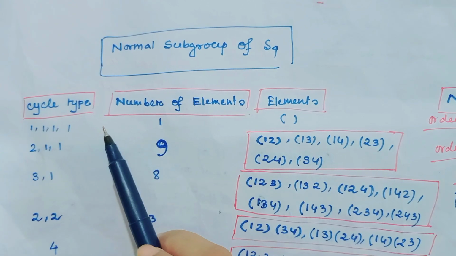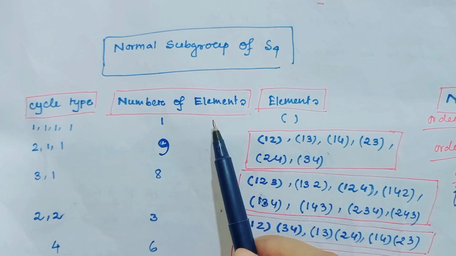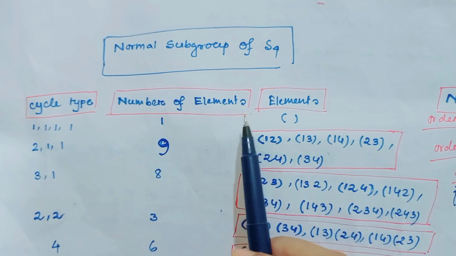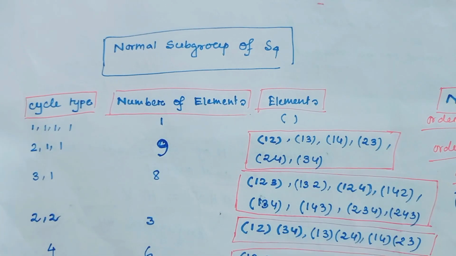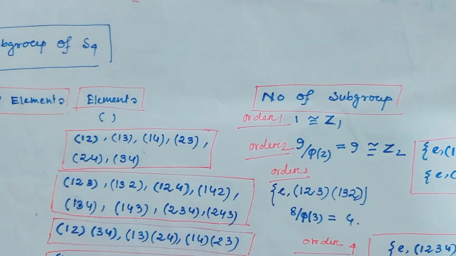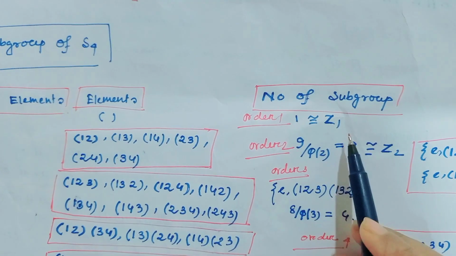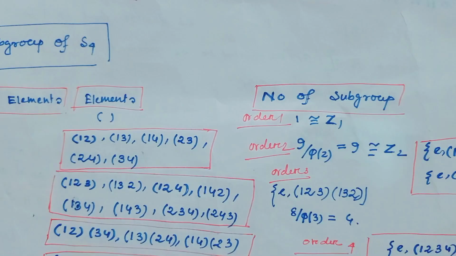When the cycle type is 1, then the number of elements in S4 is 1. And then the number of subgroups of order 1 is obviously 1, this is isomorphic to Z1.